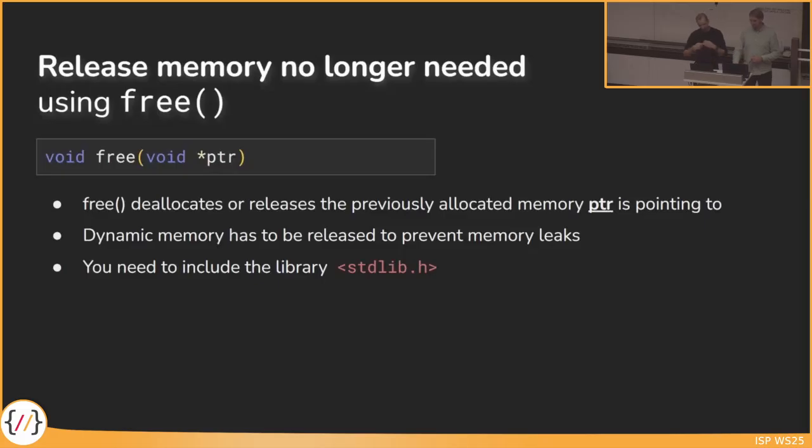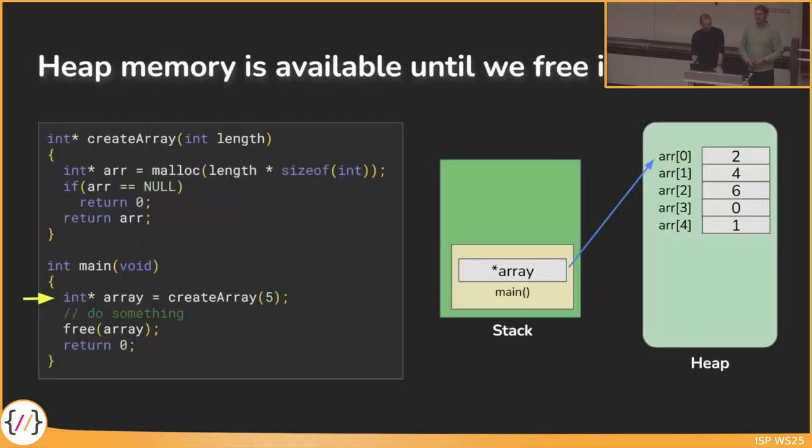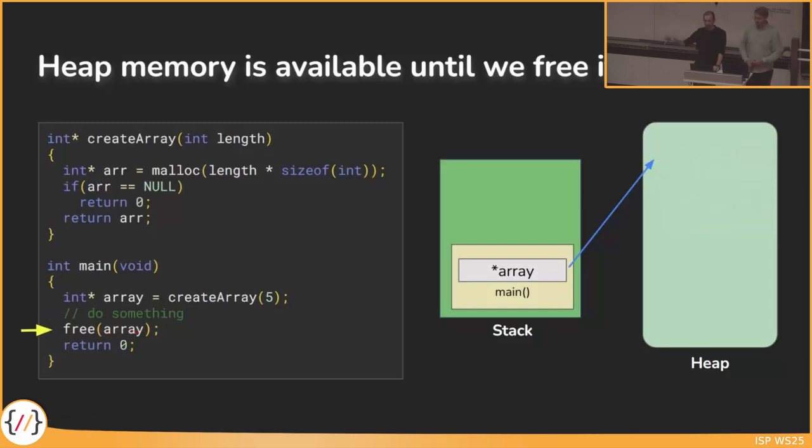So free, another function in the stdlib library, deallocates or releases the previously allocated memory. It's pretty straightforward, I would say. Again, we have the same create array, but after you have used your array, just write free array here. What this does is it removes all of the values here, and it cleans it somehow.